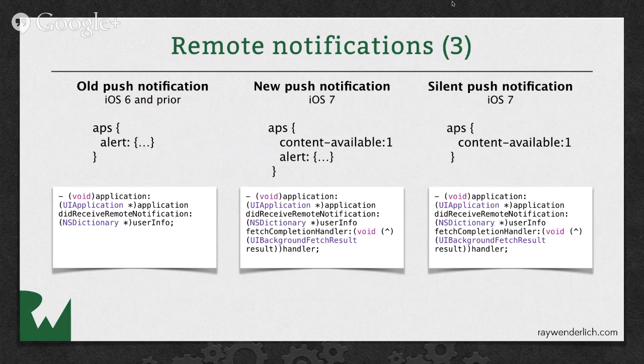So what this slide is showing is how notifications have changed over time. In iOS 6, this is the APS JSON payload. You only had the alert dictionary and the application delegate method that you had to implement. It was very simple: didReceiveRemoteNotification. In iOS 7, the only thing you have to do to wake up your app in the background and fetch data is add a flag called content-available and set it to yes or one. So in your application, all you have to do is implement the new delegate method in iOS 7.